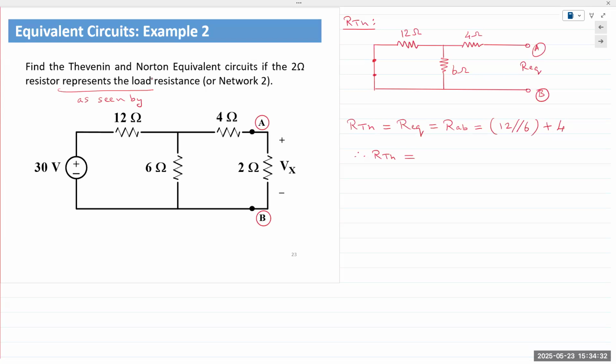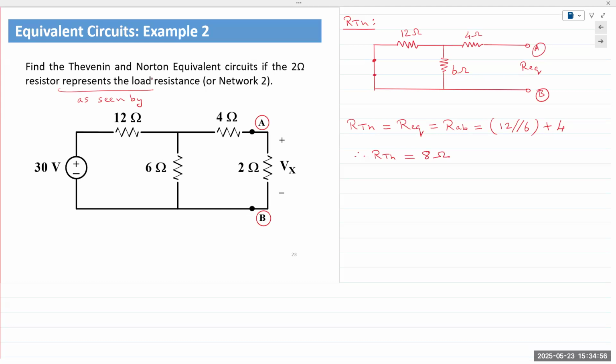Anyone else? 8. All right. 8 ohms it is. 12 times 6 is 72. 72 divided by 12 plus 6 is 18. 18 times 4 is 72. So 4 plus 4, 8. Okay. That's your Thevenin resistance.